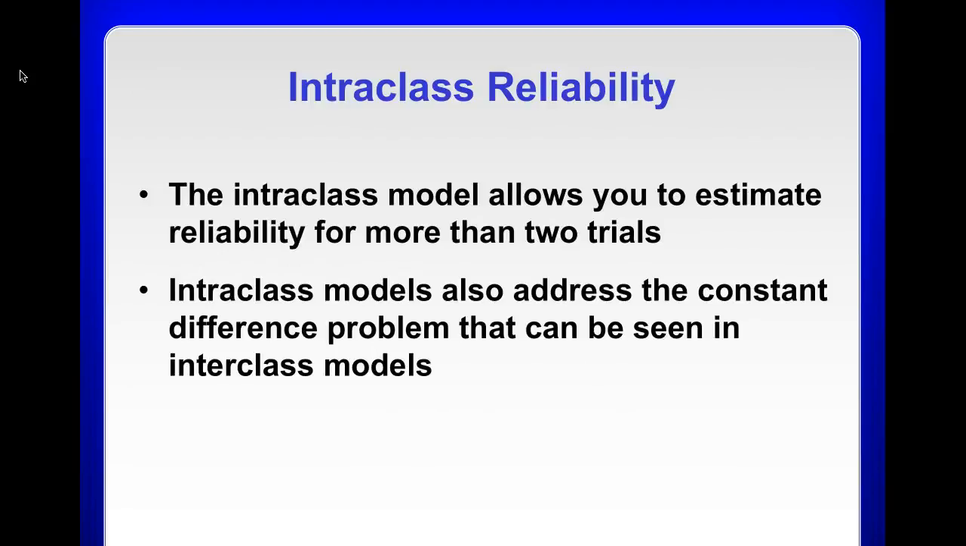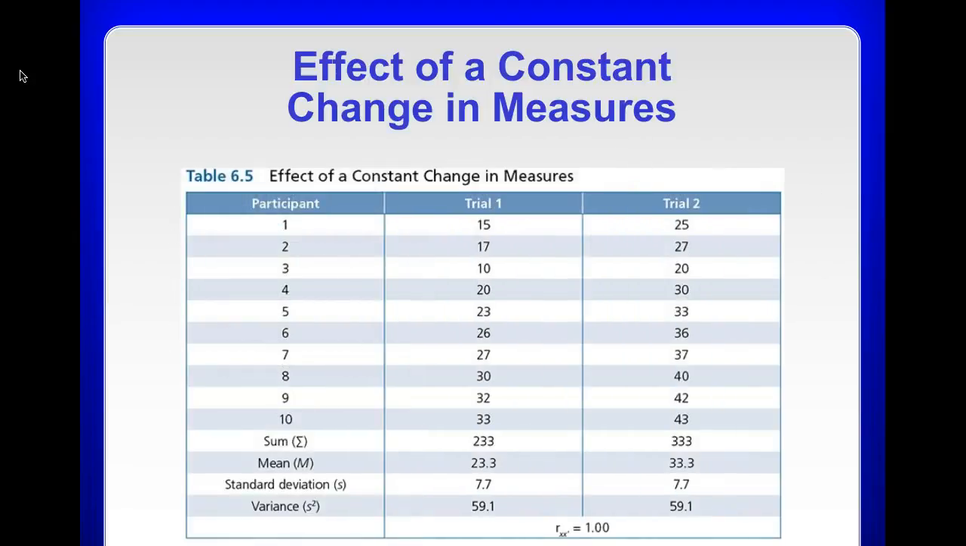Interclass reliability. The interclass model allows you to estimate reliability for more than 2 trials. It also addresses the constant difference problem that can be seen in interclass models. So you can see a little bit of difference here, a little bit more variance in the scores.